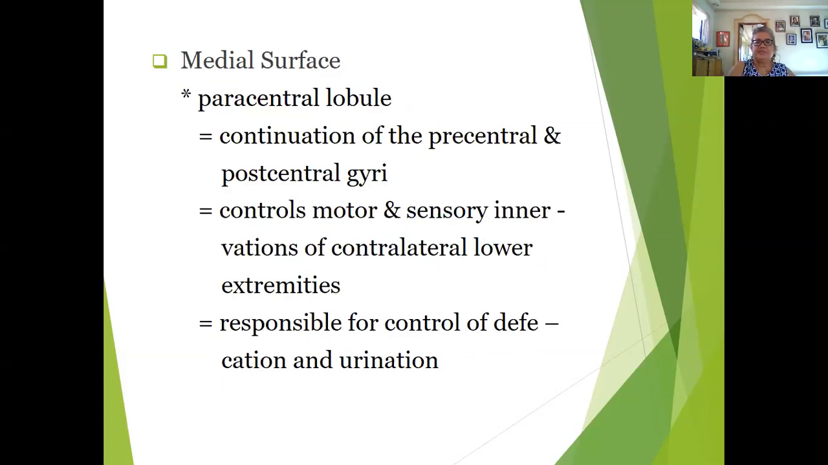Now, on the medial surface, you will have the paracentral lobule, medial surface of the parietal. This is the continuation of the precentral and postcentral gyri. Controls motor and sensory innervation of contralateral lower extremities and responsible for control of defecation and urination.